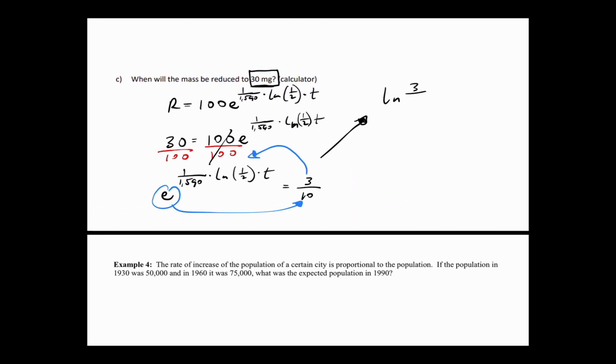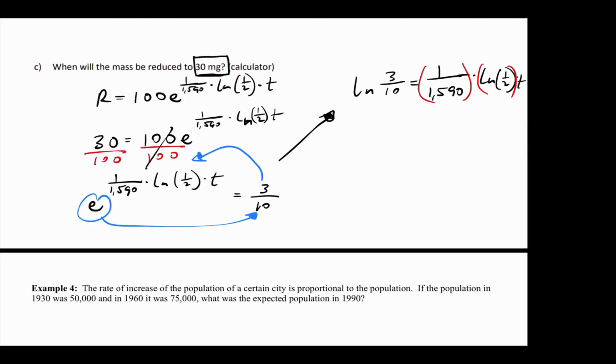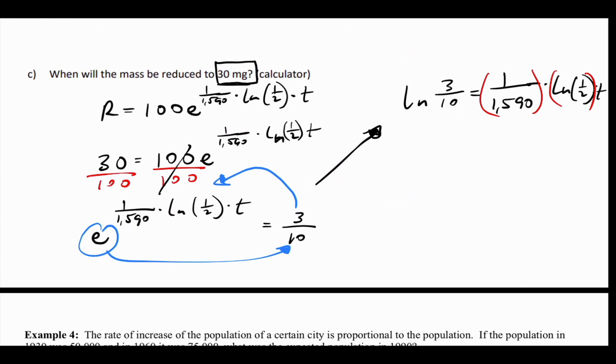So natural log of 3/10 equals this guy times t. Well, it's this guy times t. So it's a bunch of multiplication. So just divide by what you don't want.